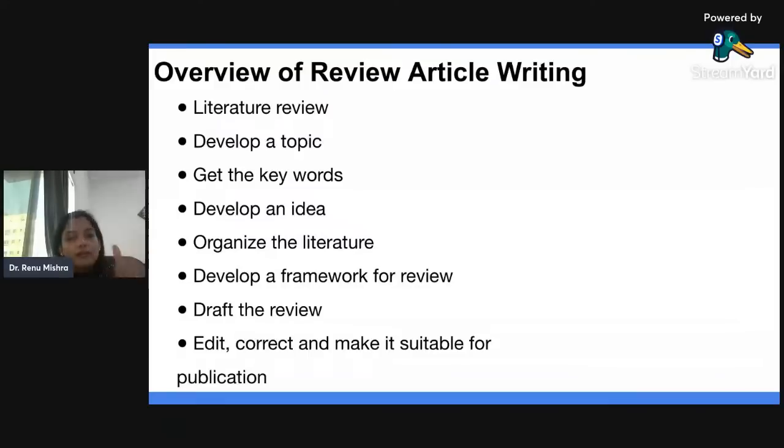Okay, develop an idea, organize literature, a proper structure also should be there, which I'll be telling you. Develop a framework for the review draft, like structural alignment. Properly edited, corrected. Properly edited, corrected means spelling mistakes and grammatical errors should not be there.